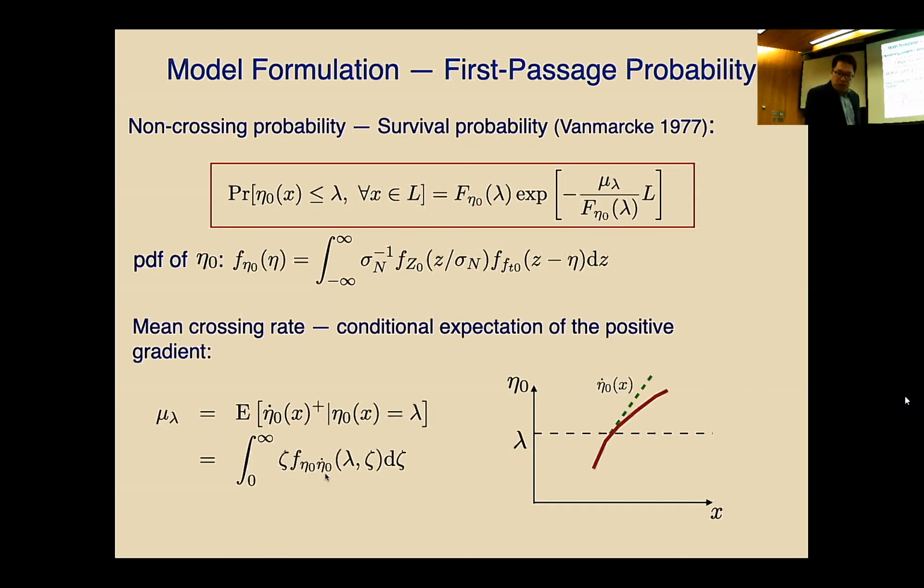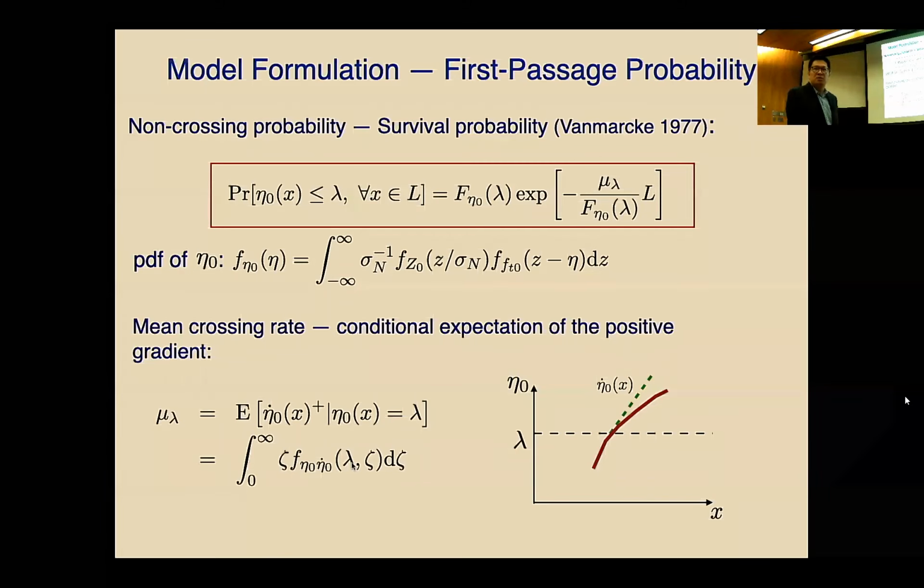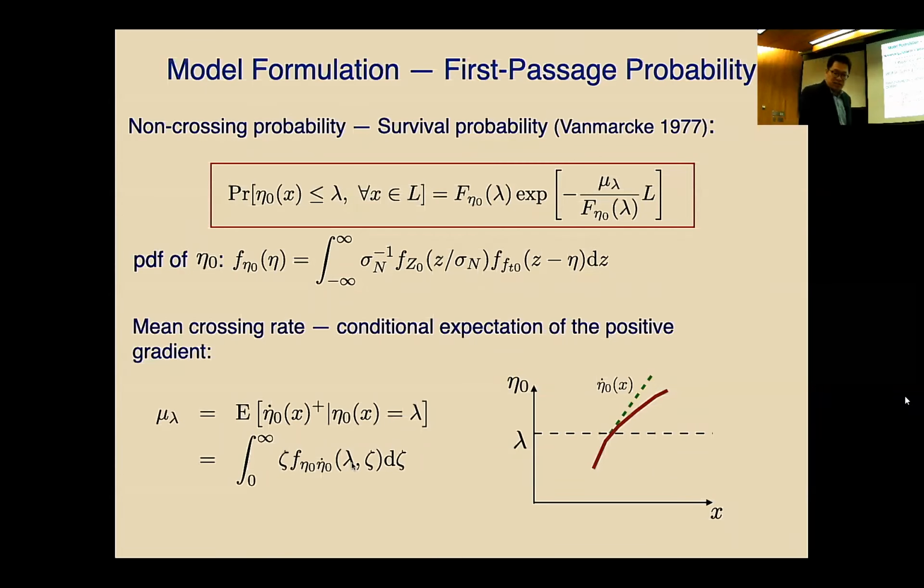So, which means that this joint probability density function is very hard, if not impossible, to evaluate. But the good news is that if my eta 0 is a Gaussian process, then you can prove that eta 0 and the gradient of eta 0 will be independent. Once they are independent, you can decompose the joint PDF as a product of the PDFs of each.